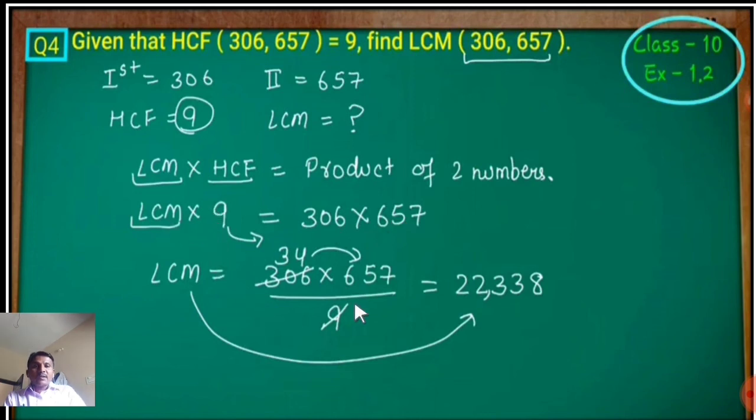Transpose this 9 to RHS, that gives us divided by 9. 9 ones are 9, 9 times 34 is 306. 34 into 657 gives us 22,338. This is the LCM of the two numbers by using the relation.